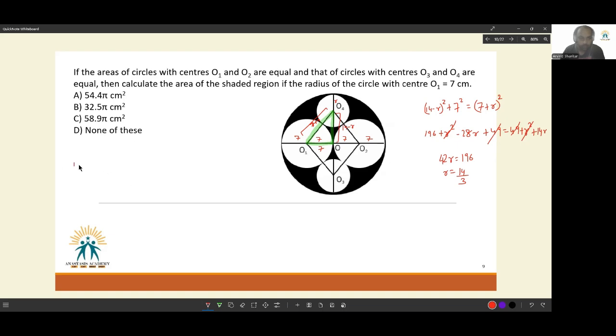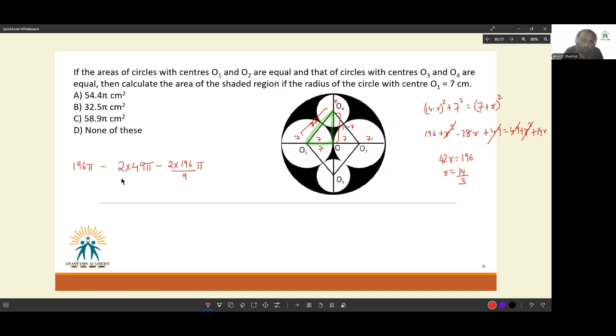We know the large radius is 14. So area of the full circle is 196 pi. From this, I can subtract two circles with radius 7. So 2 into 49 pi I can remove. And then I can also remove two circles with radius of 14 by 3. Area of two circles with radius of 14 by 3. So 2 into 196 by 9 pi. This will be our entire answer.